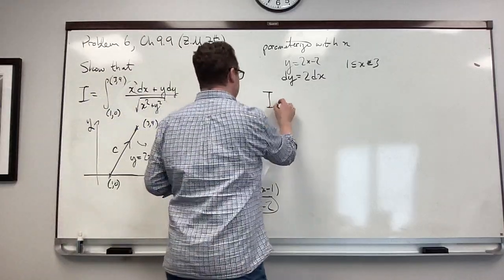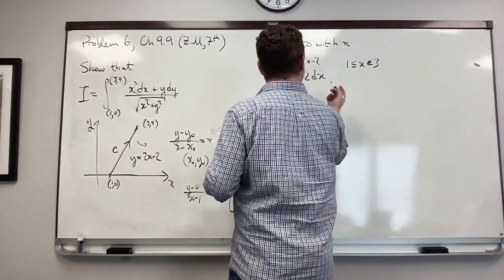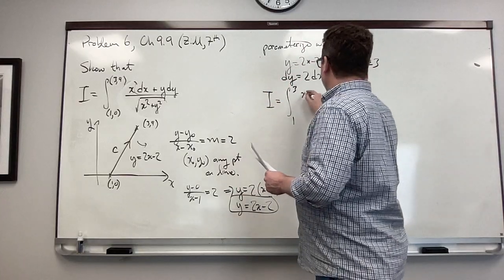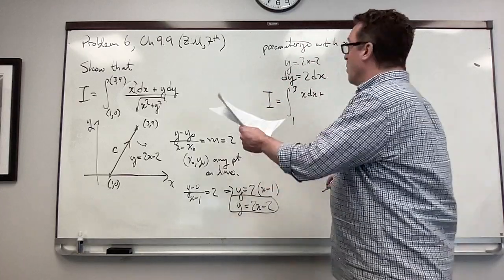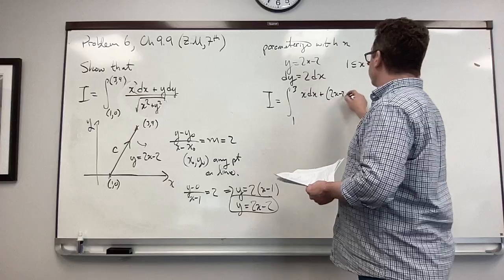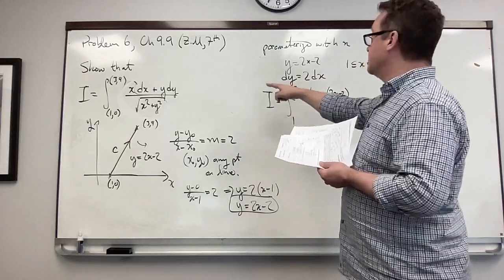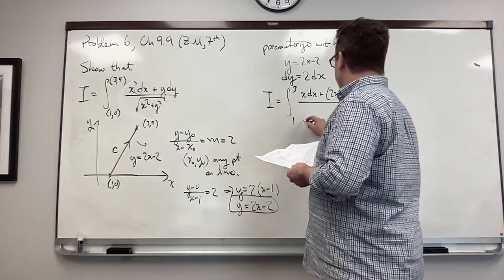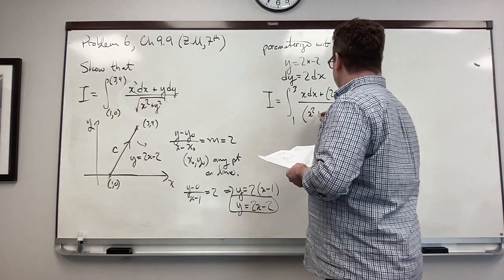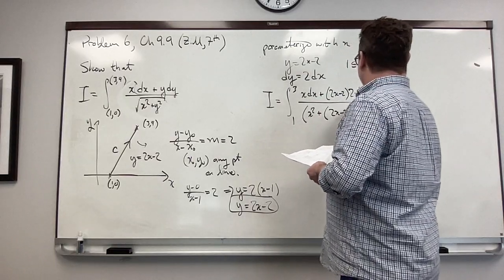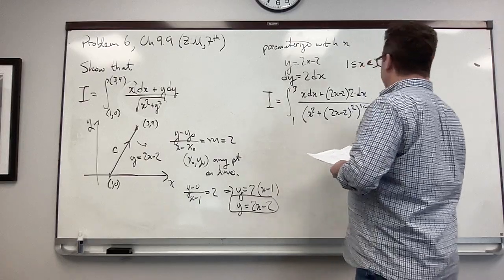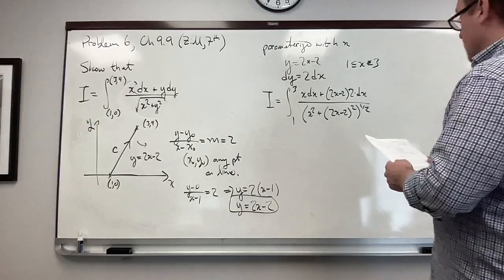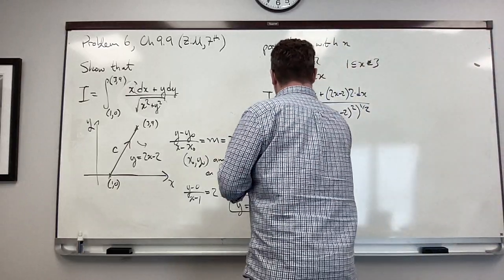Right? So our integral, I'm just going to call this I. So I equals, I'm just integrating x from 1 to 3. And then we put x dx plus y, 2x minus 2, dy, which is 2 dx, divided by the square root of x squared plus (2x minus 2) squared. And I got a whole thing that's just a function of x. Okay, a little bit of work to do here in simplifying this.